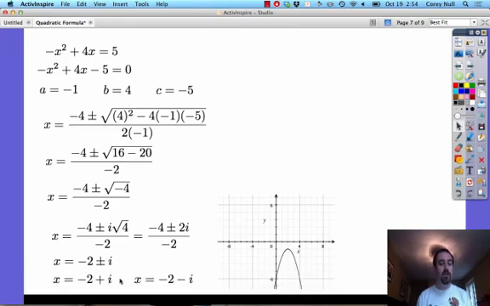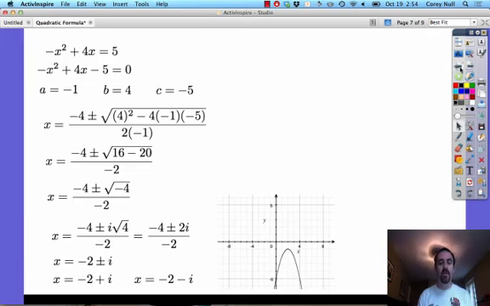So I get negative 2 plus i or negative 2 minus i. Now, these are both complex numbers. I cannot graph them on the real plane. I have to use complex numbers to graph. So if we look at this here, the graph of this equation never hits the x-axis. These are imaginary or complex solutions. There are no real solutions, no numbers on the number line where this works.